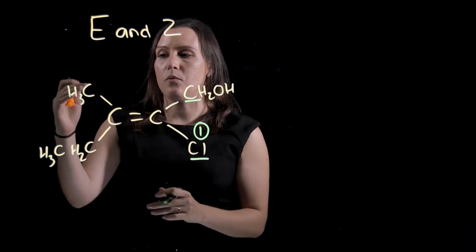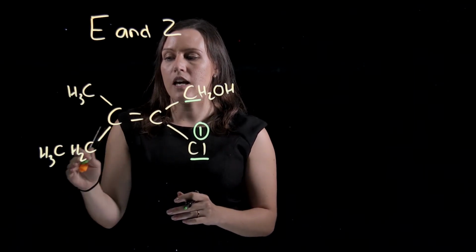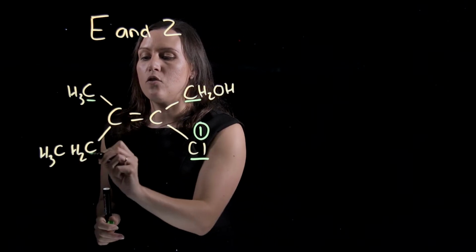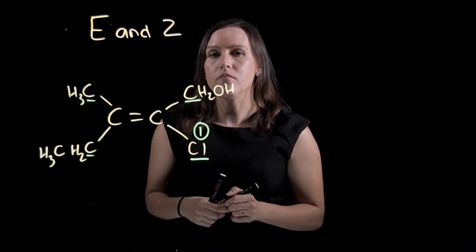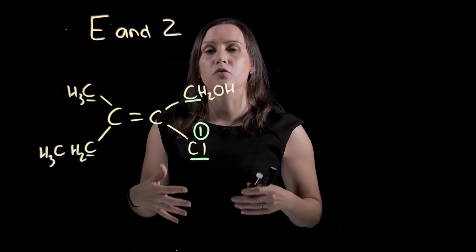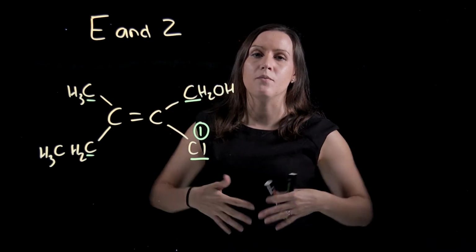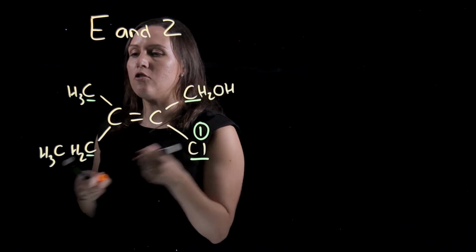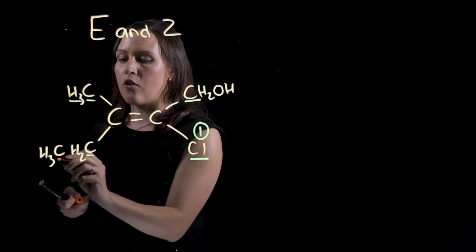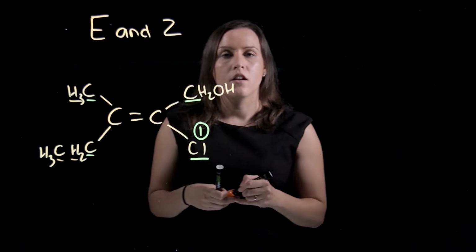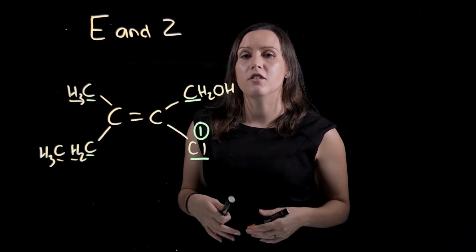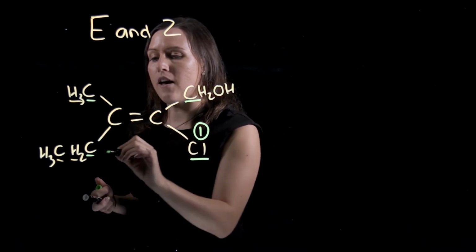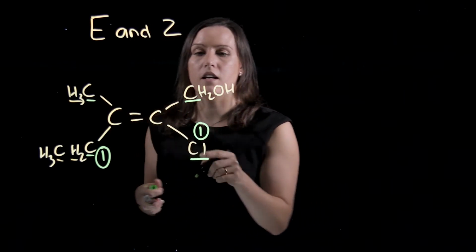Looking on the other side, we've got a CH3, CH2, CH3. Initially we have two carbons bonded, so they're the same. Following our rules, if we have two groups that are the same, we look at what's bonded to those groups. What's bonded to those groups are 3 hydrogens or a carbon and 2 hydrogens. The weight of a carbon and 2 hydrogens is more than 3 hydrogens, so this will be our higher priority group on this side.